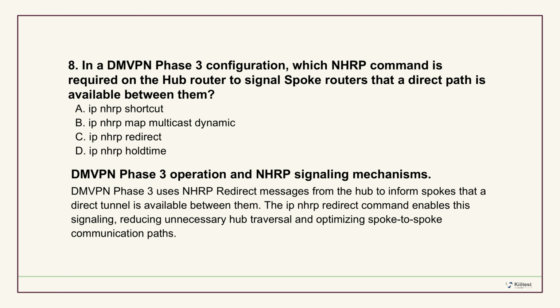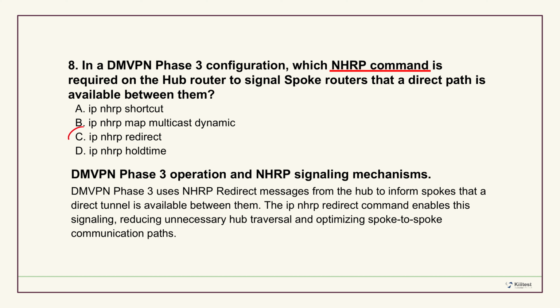DMVPN is a great hub-and-spoke solution, but Phase 3 is all about moving beyond the hub after the initial setup. Yes, the goal is direct spoke-to-spoke tunnels for low-latency communication. And this needs active signaling from the hub. When Spoke A wants to talk to Spoke B, it first goes through the hub, and the hub has to tell them, hey, you two should talk directly. And the specific Next Hop Resolution Protocol, NHRP, command that you need on the hub to trigger that is ip nhrp redirect. Correct. That command tells the hub to send an NHRP redirect message back to both spokes.